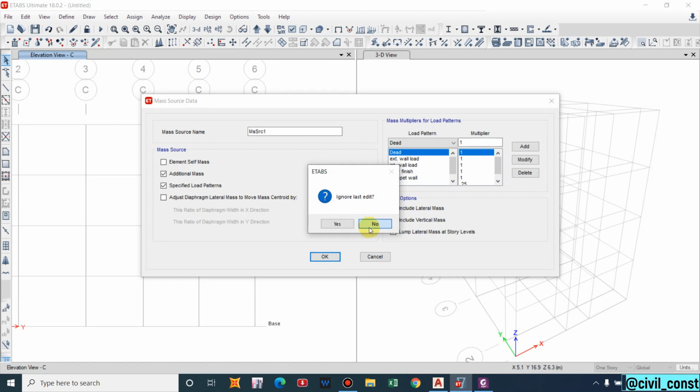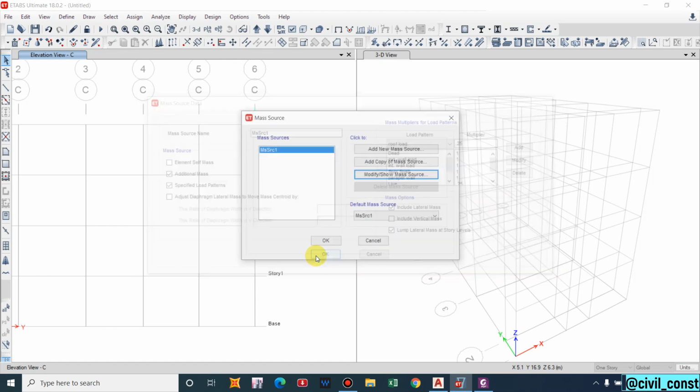Now, what is the edit that I have made? Okay, a roof load, 0.25, add.